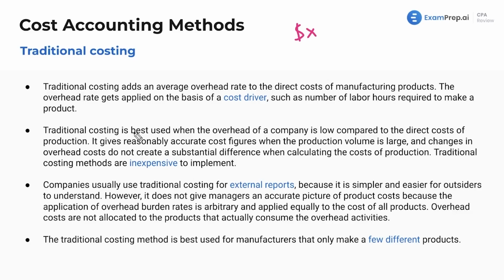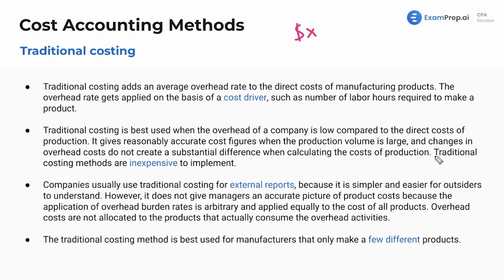Traditional costing is best used when the overhead of a company is low compared to the direct costs of production. If most costs are going into the actual good, we don't have much overhead, we don't have much accounting salaries and utilities expense, we just have mostly materials and labor, traditional costing would be best. It gives reasonably accurate cost figures when the production volume is large, and changes in overhead costs do not create a substantial difference when calculating the cost of production.